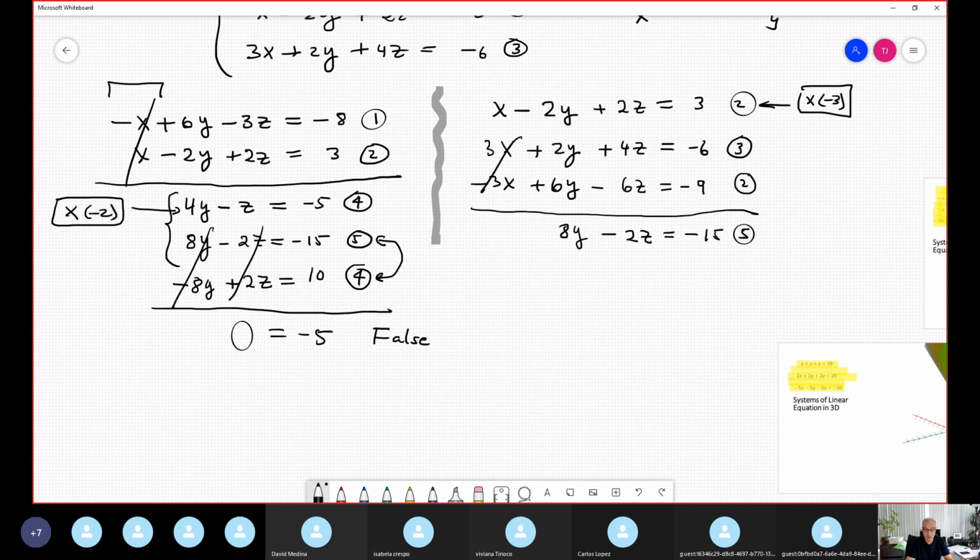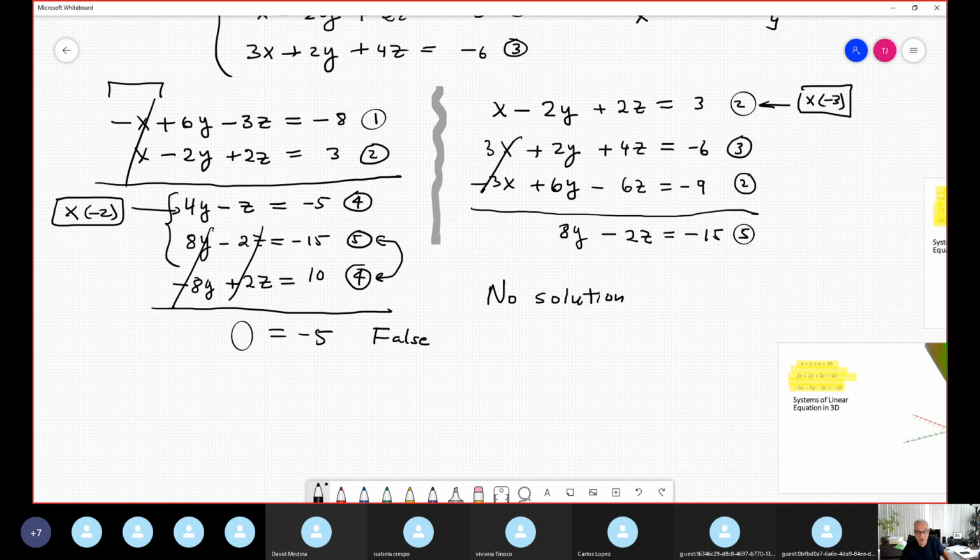You get a false statement. What is the interpretation of that? Algebraically, when you manipulate, the variables disappear. I cannot solve for z, for y, for x. However, you get a contradiction. It's because of the interpretation: there is no solution. Exactly. There's no solution.